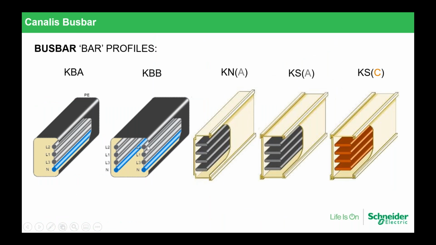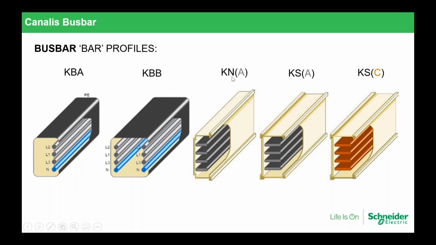If I'm just highlighting a little bit on profile, this is the KB, as you saw earlier, the lighting bus bar. We have KBA, which is the single circuit copper conductor lighting bus bar, and we have KBB, meaning that in the same casing we have two circuits, either two single-phase circuits, or one single phase with one three-phase circuit. The KBB is two circuits, KBA one circuit, and this is mainly for lighting application.